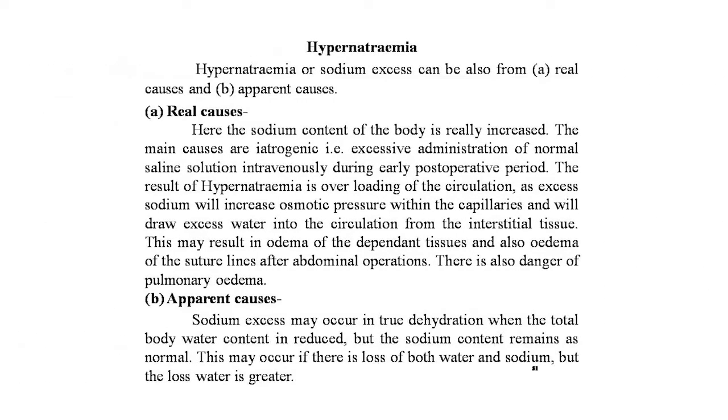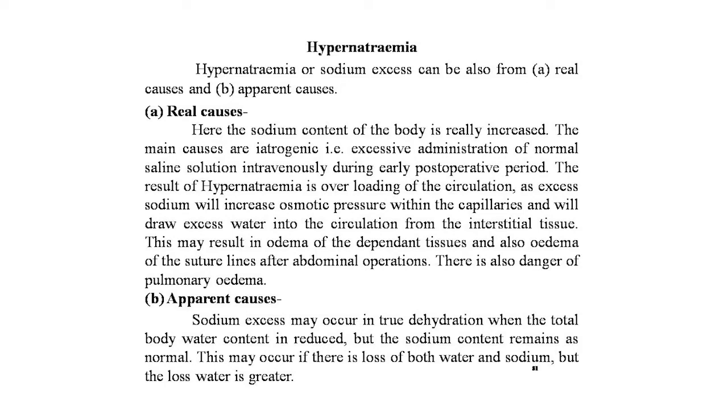Now the next point in sodium, that is hypernatraemia. Hypernatraemia or sodium excess can also be from renal causes and apparent causes. First, renal causes. Here the sodium content of the body is really increased. The main cause is iatrogenic, that is the excessive administration of normal saline solution intravenously during the early postoperative period.